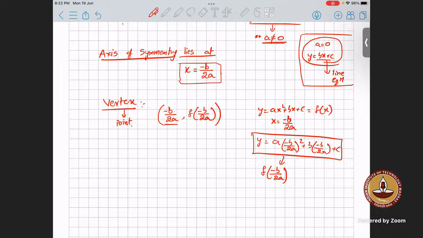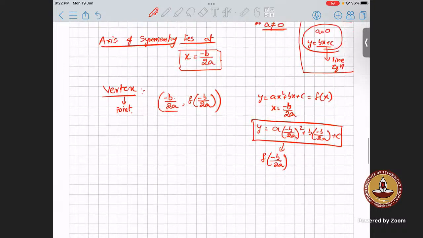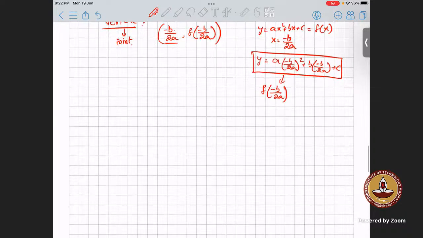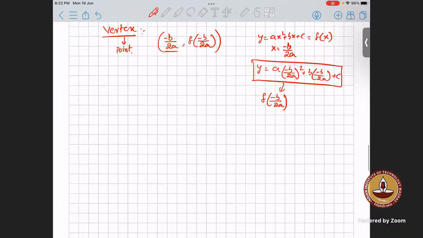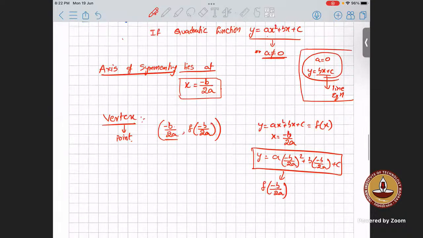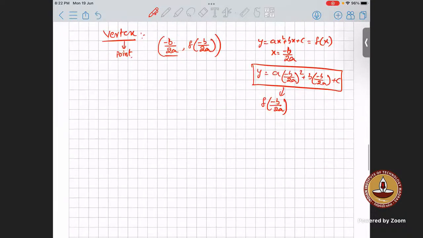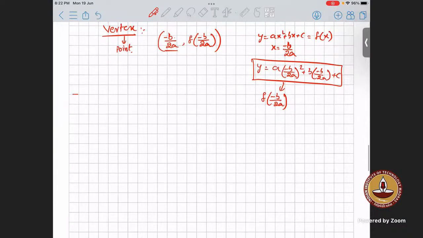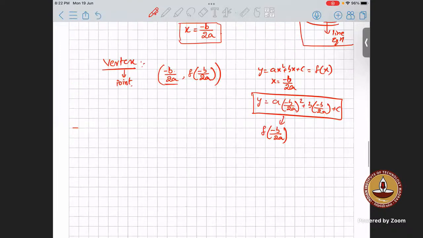Now you have learned two important things about the quadratic function. Can anyone, using these two, draw the graph? If you know these two, can you draw the graph? No, you can't draw. But what is the use? You learned about the vertex. What is the use? We can know the maxima and minima using the vertex points.